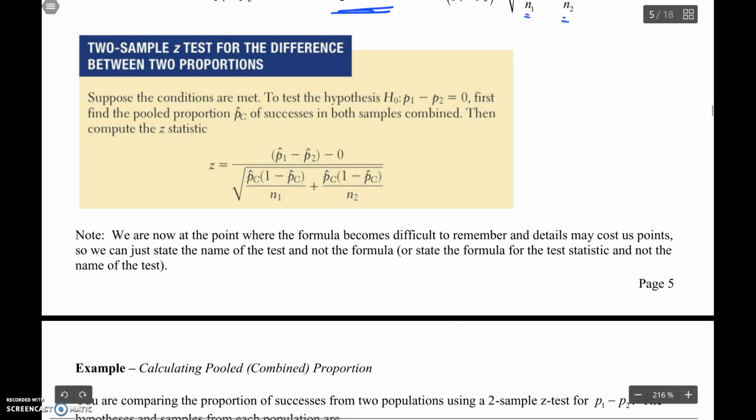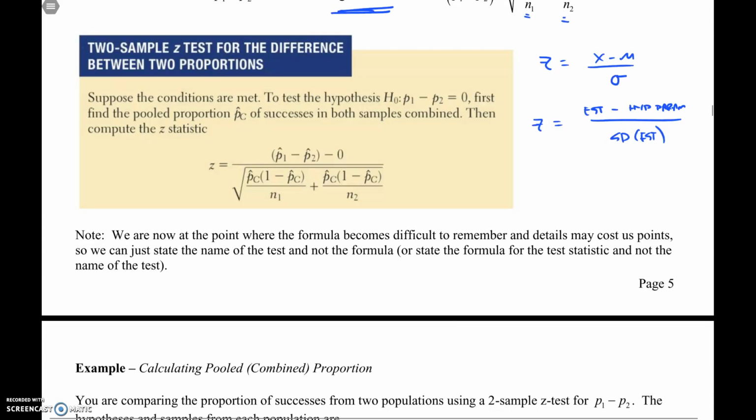So the z test statistic, remember, your test statistic is always like a z-score, x minus the mean over the standard deviation. In this case, for hypothesis tests, it's your estimate minus the hypothesized parameter, divided by the standard deviation of the sampling distribution, the standard deviation of your estimate. So our best guess for the difference is the difference in your two sample proportions. The hypothesized value is 0, and then this is our standard error estimate for the sampling distribution.